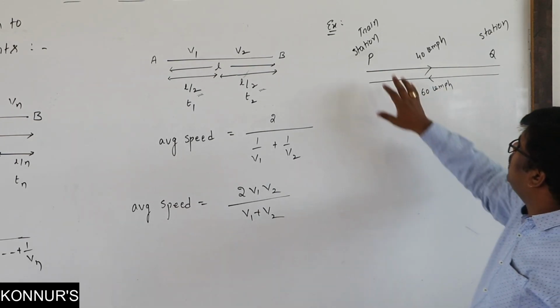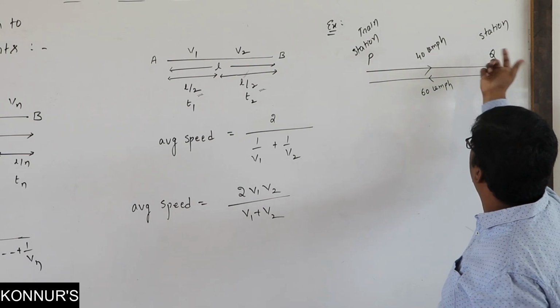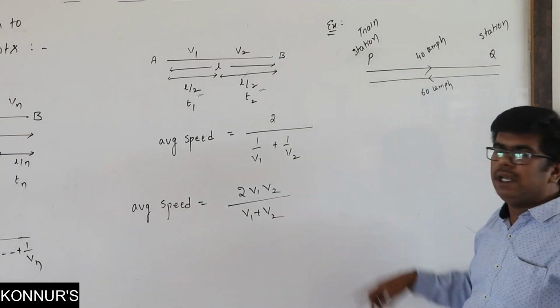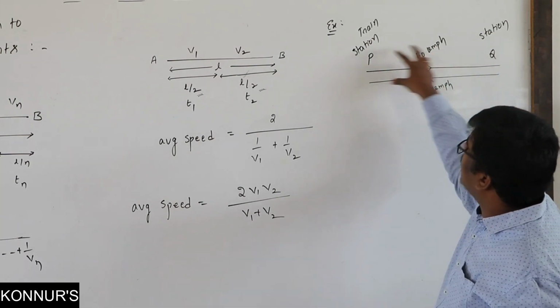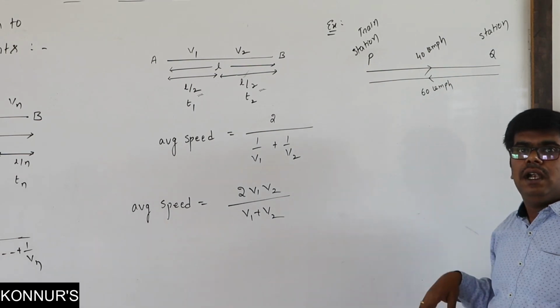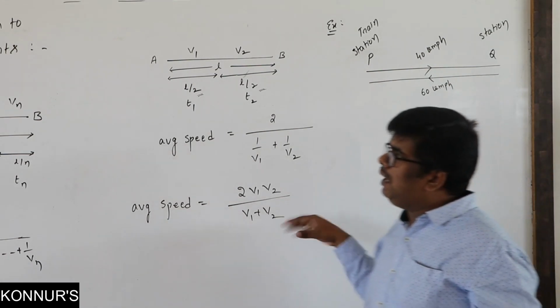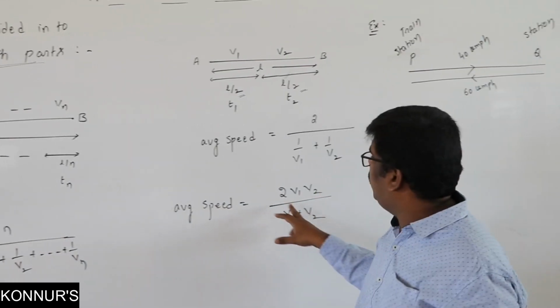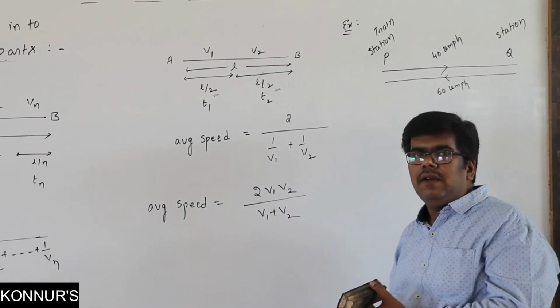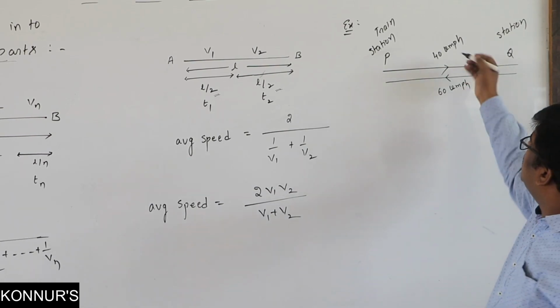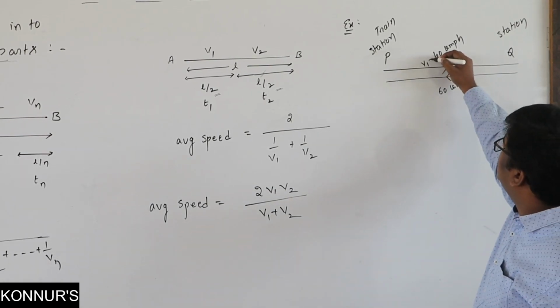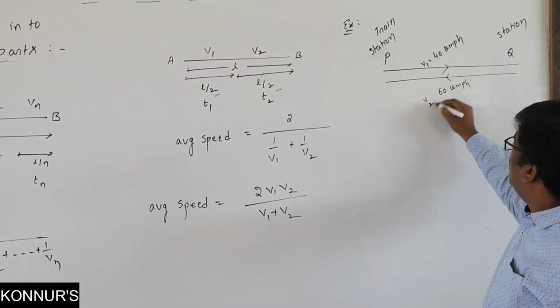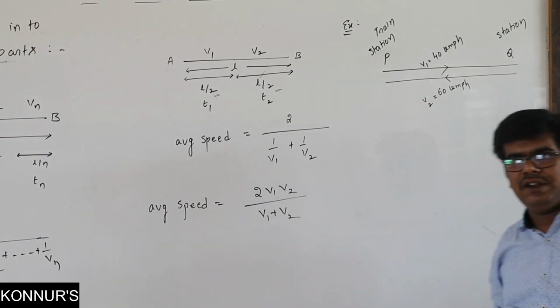You can understand here, it is going from P to Q, and again coming back from Q to P. So in both journeys it traveled equal distances, so equal lengths. For equal length parts, the average speed formula is 2v1v2 by v1 plus v2. Here v1 is 40 kilometers per hour and v2 is 60 kilometers per hour.